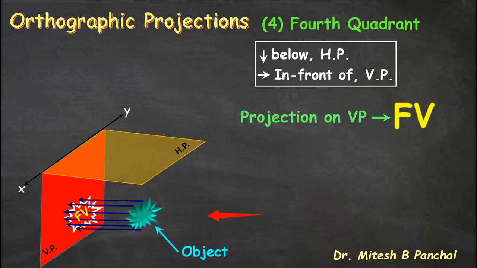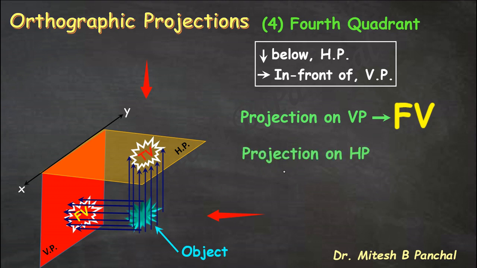So projection on VP is the front view. While for the top view, we will look at the object from this direction. Here the plane of projection, as you can see, is in between the object and observer. So it is considered as a transparent plane. So the projection of the object on HP, that is nothing but the top view. The projection on HP is the top view. Now we have the projections on VP and on HP, front view and top view.